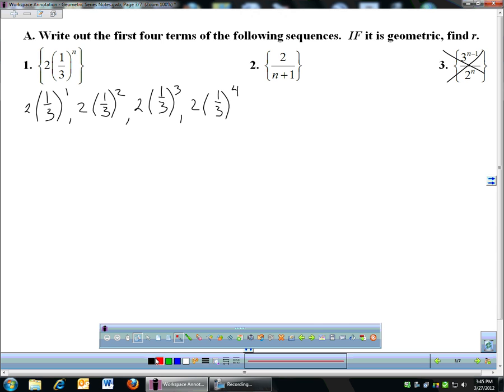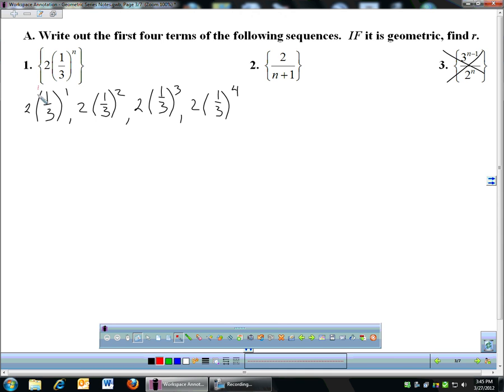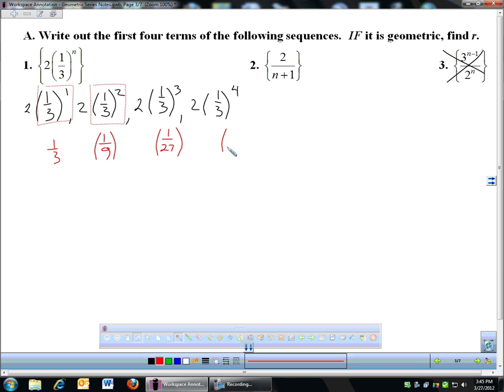If we clean that up, remember your order of operations when you multiply these. Do the exponents first. Make sure you do that part first. 1/3 to the first is 1/3. 1/3 squared: 1 squared is 1, 3 squared is 9. 1/3 cubed: 1 cubed is 1, 3 cubed is 27. 1 to the 4th is 1, 3 to the 4th is 81.